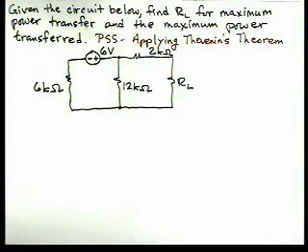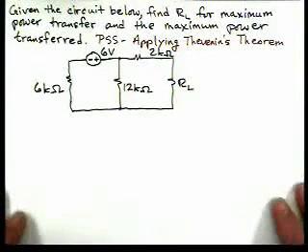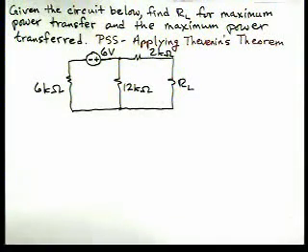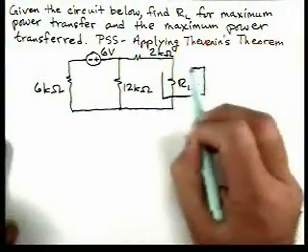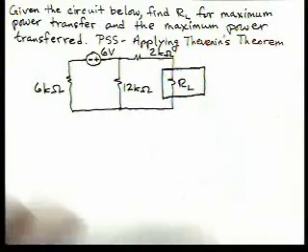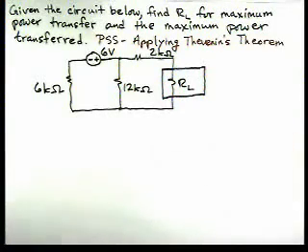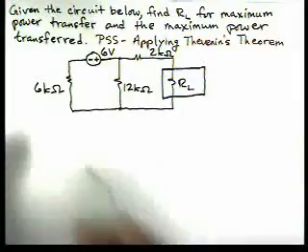In this problem, we're asked to find RL for maximum power transfer and the maximum power transferred. And you can see the circuit there. Now we're going to utilize the problem solving strategy entitled Applying Thevenin's Theorem, and that's because we need to calculate the Thevenin equivalent. So what we're going to do is remove RL from the circuit. We're going to calculate the Thevenin equivalent for the rest of the circuit.